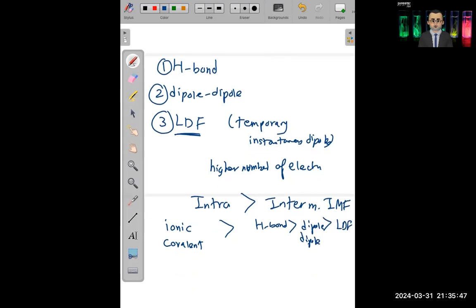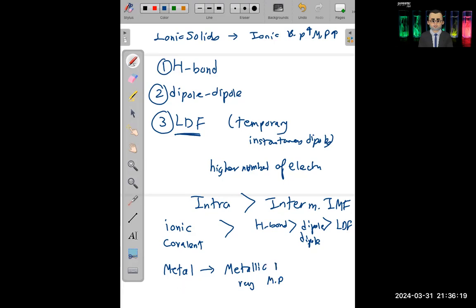While metallic bonding, which often involves only one type of metal atom, tends to be very strong, and thus metals have very high melting points. So if you have metals, you have metallic bonding. We said ionic solids are very strong because of the ionic bonding, so their melting point and boiling point are very high. And metals also have a very high melting point and boiling point because the metallic bonding is very strong.